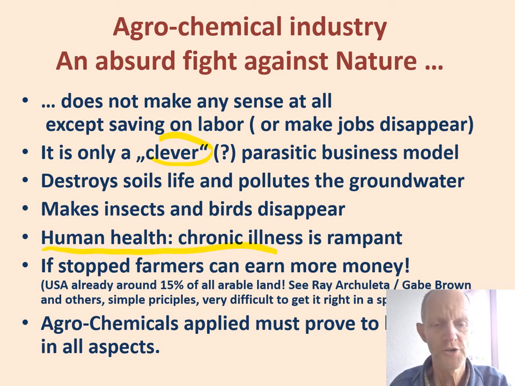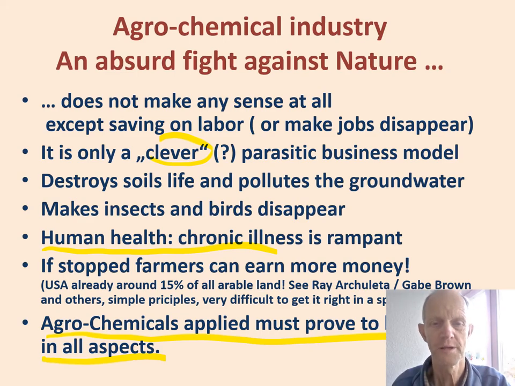It's a tragedy for human health. Chronic illness is rampant, and there are very clear connections to agrochemical agriculture. If this agrochemical type of agriculture is stopped, farmers can earn more money, and this is something where I will show you many of the good solutions. Agrochemicals applied must prove to be safe in all aspects.